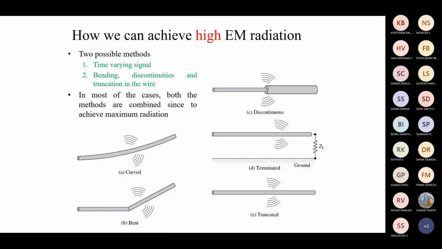In order to get high electromagnetic radiation, you have to do two things. One is you have to give a time varying signal, and the second thing is you have to bend the wires in such a way that the rate of change of the current within the wire is great. That means there will be escape of field components from the bend. So these are the two things we are doing in any communication system.